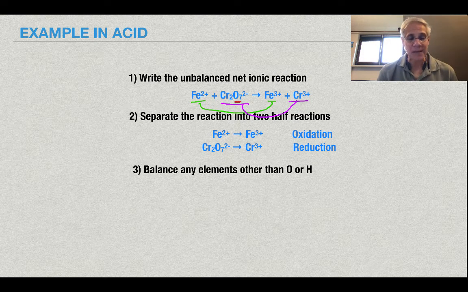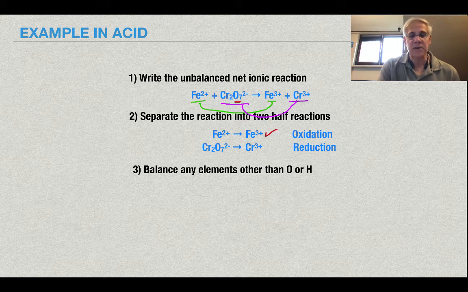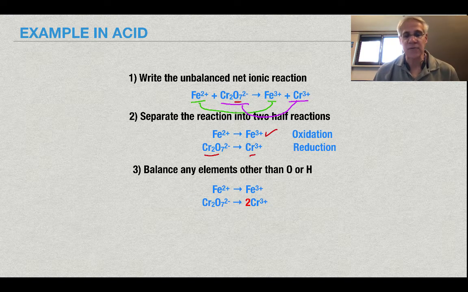Now the first step in balancing is we balance any elements other than oxygen or hydrogen. Our first half reaction there is fine because it just has one iron on both sides. But in the second half reaction, my reduction half reaction, notice that I've got two chromium atoms and only one chromium atom there. And so my chromiums are not balanced. So in order to balance that, I have to put two chromium ions on the product side. So now my irons are balanced and my chromiums are balanced. Okay, so now that step is done.